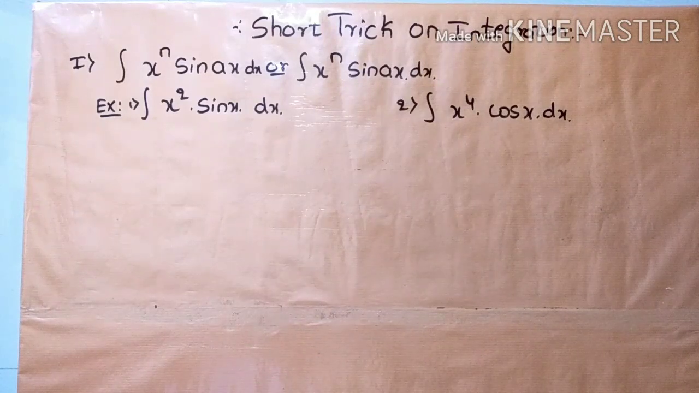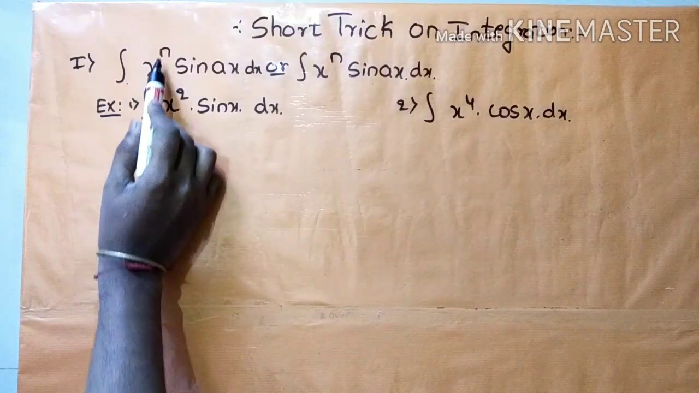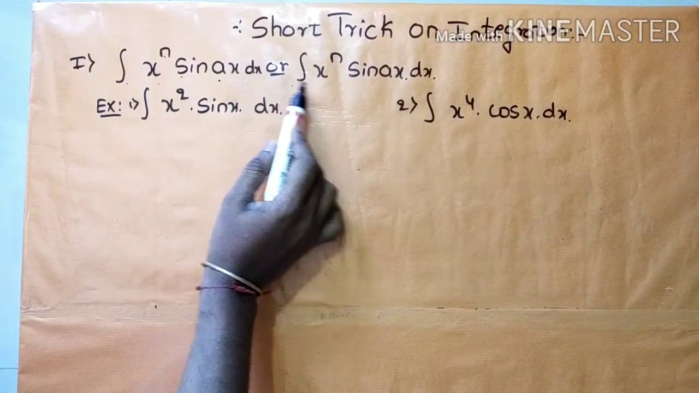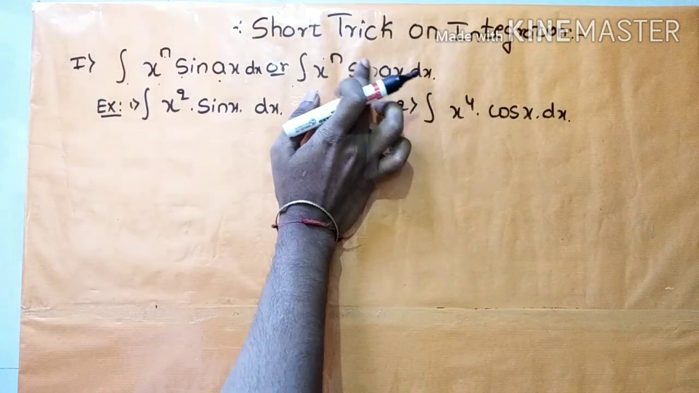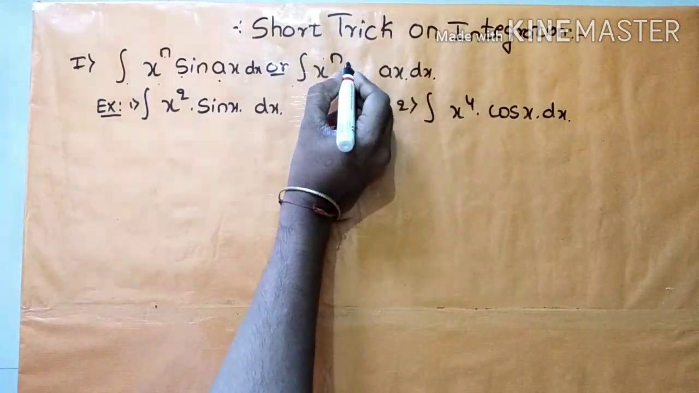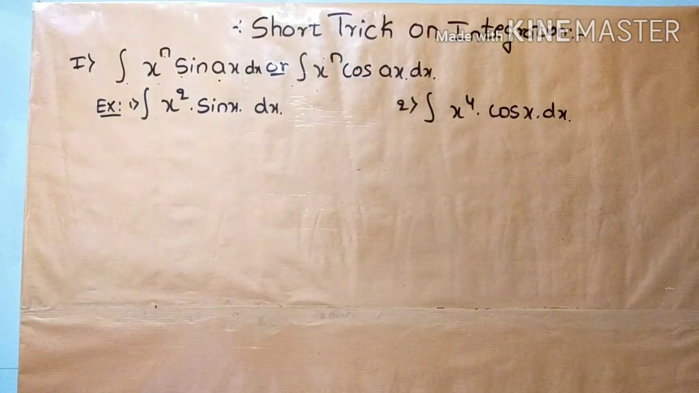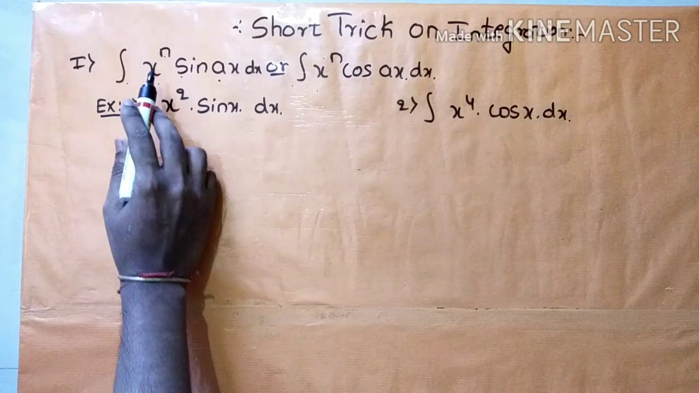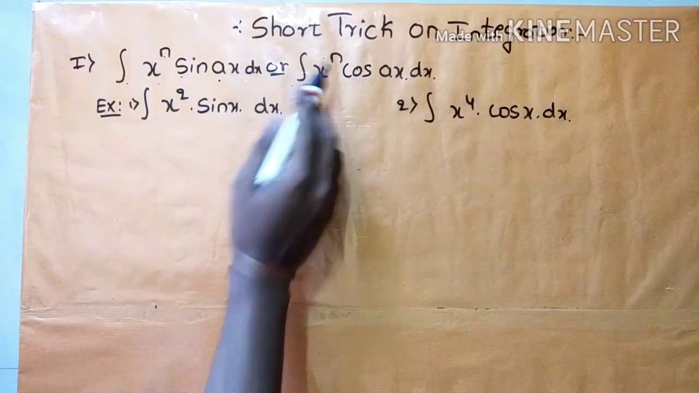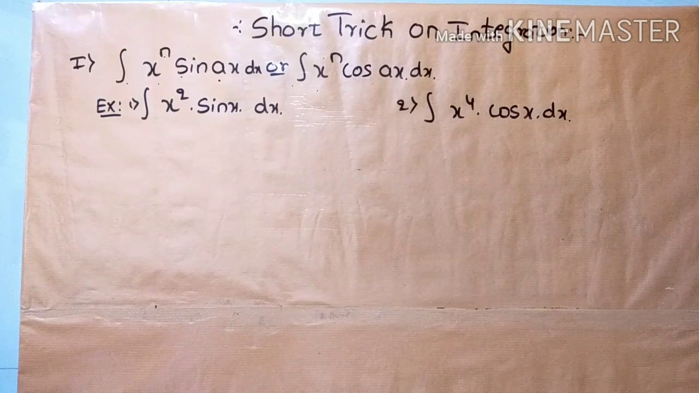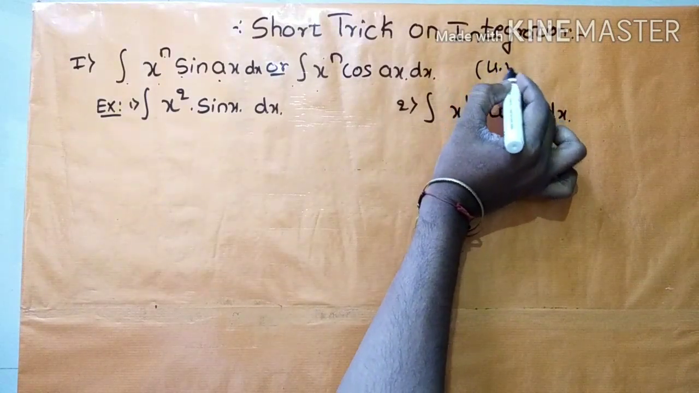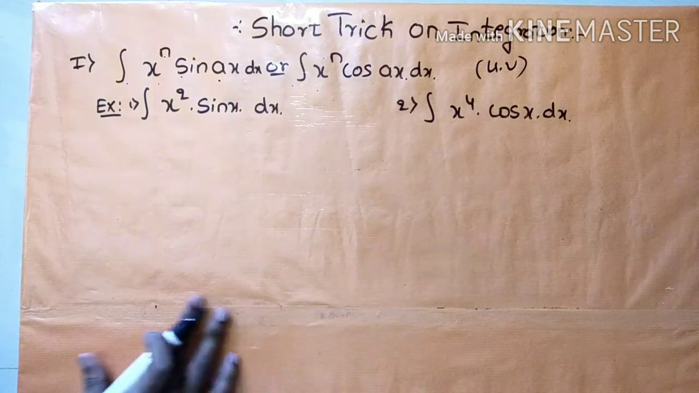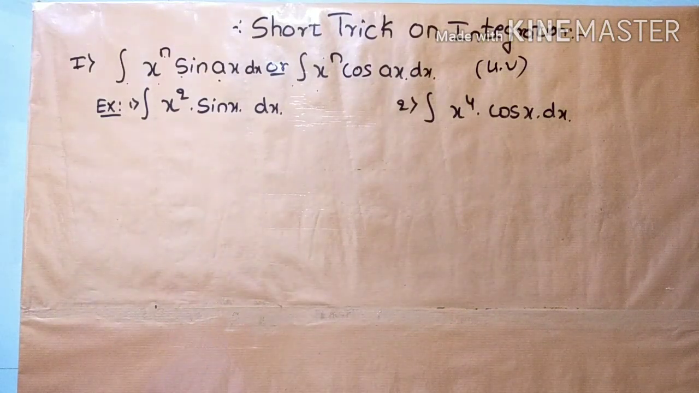Today we will see one short trick on integration. Okay, see here, dear students. Suppose the given question is of the form integration of x to the power of n into sine ax, or integration of x to the power of n into cos ax. We can apply this trick. If you solve by our usual procedure, by parts, the u into v rule, then it is a very lengthy process. So I will tell you one trick. Based on that, in your KCET you can solve this question very easily within 1 minute.